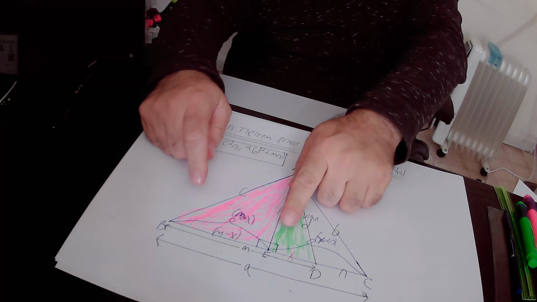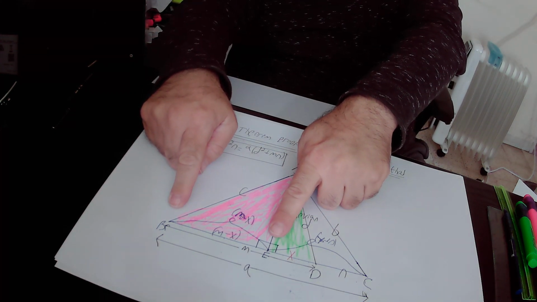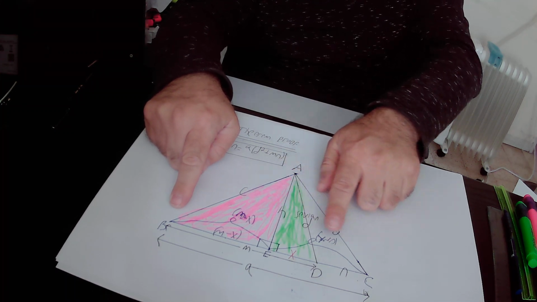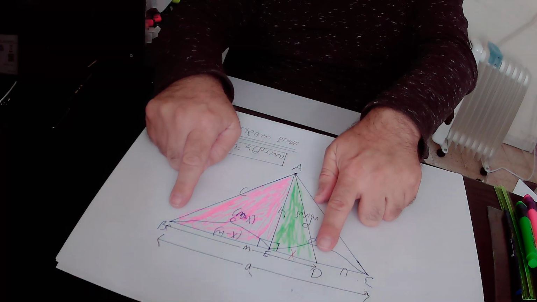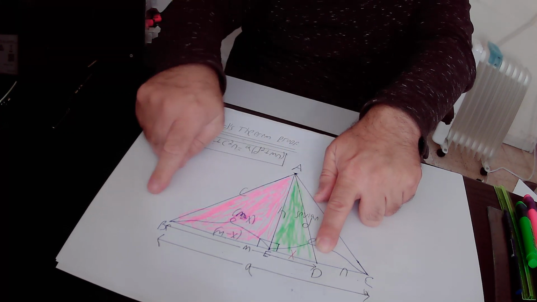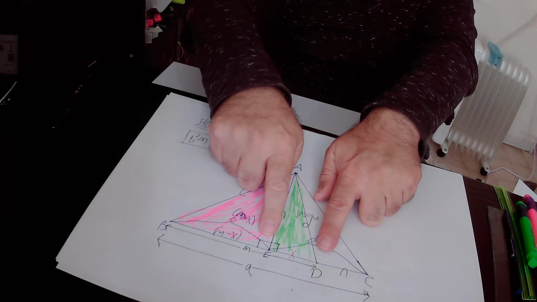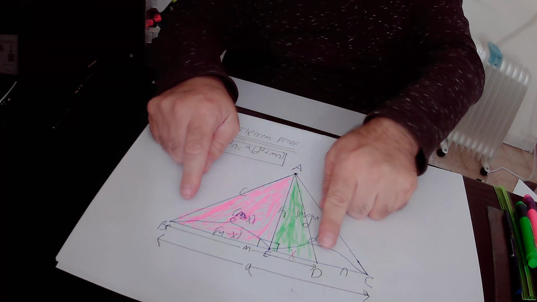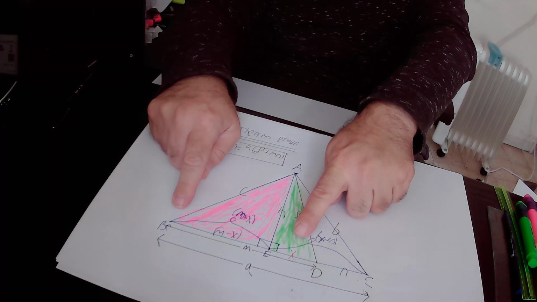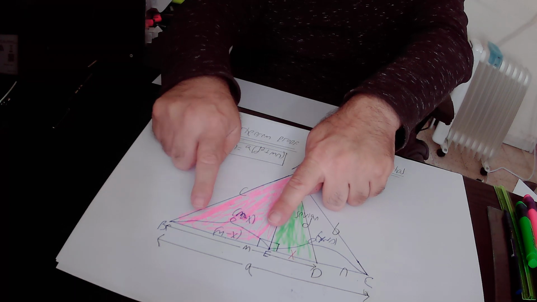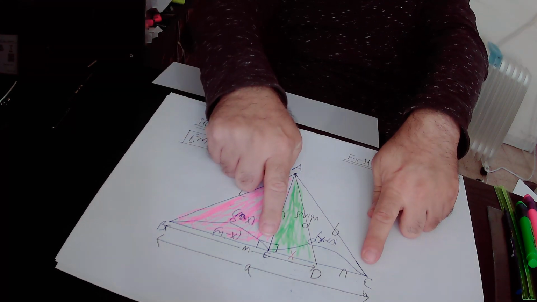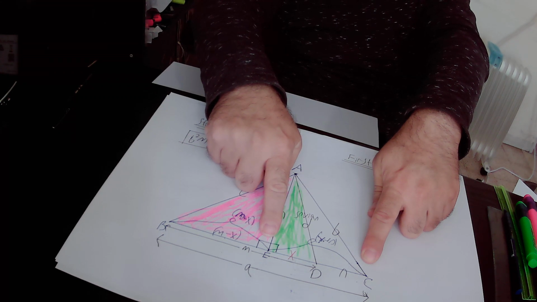And finally, what is the length of side BE? Side BE equals side BD minus ED. BD equals M units, ED equals X units, according to our definition. Therefore, BE equals M minus X. Okay, and also from the drawing it is very easy to see that EC equals X plus N.